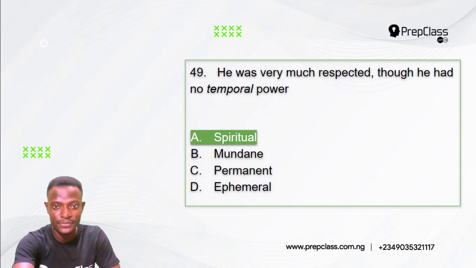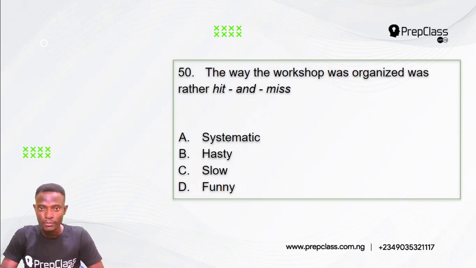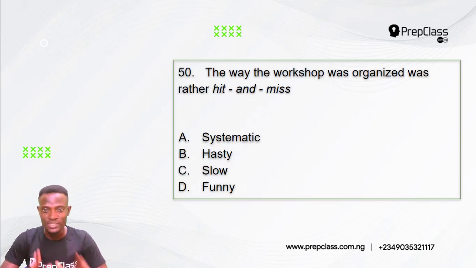Moving on, question 50. Remember, we had to select the option opposite meaning to the word or phrase in italics. Question 50 reads, the way the workshop was organized was rather hit and miss. The word or phrase in italics here is hit and miss. So which of the following options is the opposite in meaning to hit and miss? Option A, systematic. Option B, hasty. Option C, slow. Option D, funny.